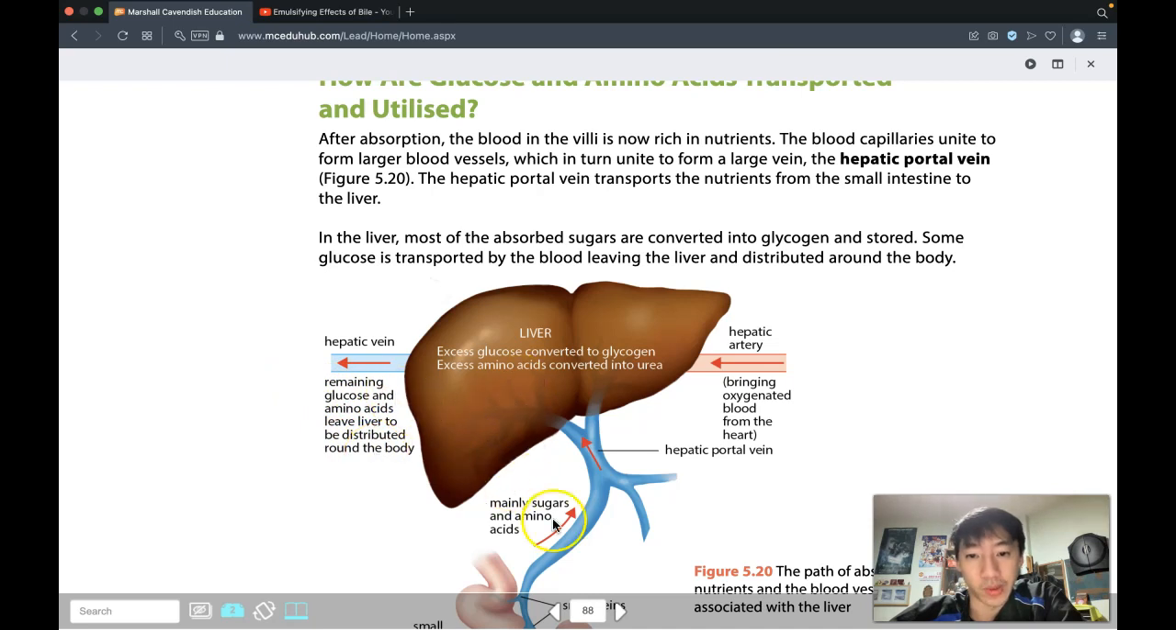Then what about amino acids? Amino acids also have something similar. They get transported to the liver. The excess amino acids are converted into urea. Okay, we'll talk a bit more about the urea after this. And then the remaining amino acids will be distributed around the body. Okay, remember that amino acids are what we get from proteins. So these are important nutrients, right, to give us growth and also to repair our cells.